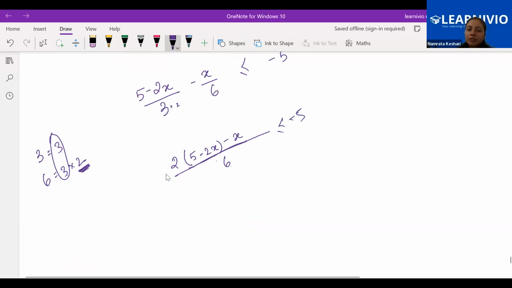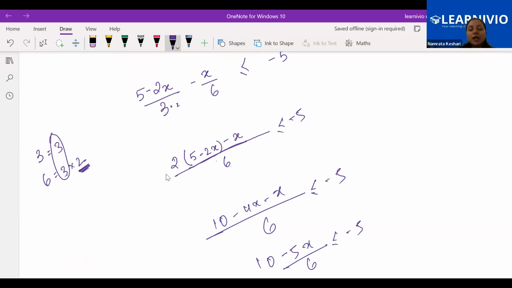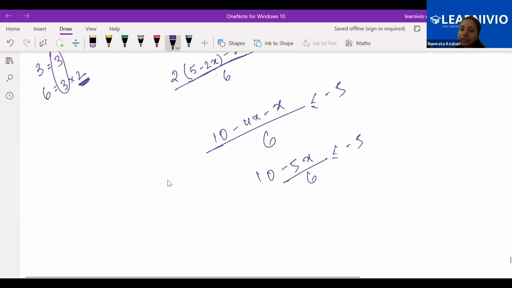So we will be having 10 minus 4x minus x over 6 minus 5. 10 minus 5x by 6 is less than or equal to minus 5. Till now we have done everything just like an equation. Now it's time to be careful.